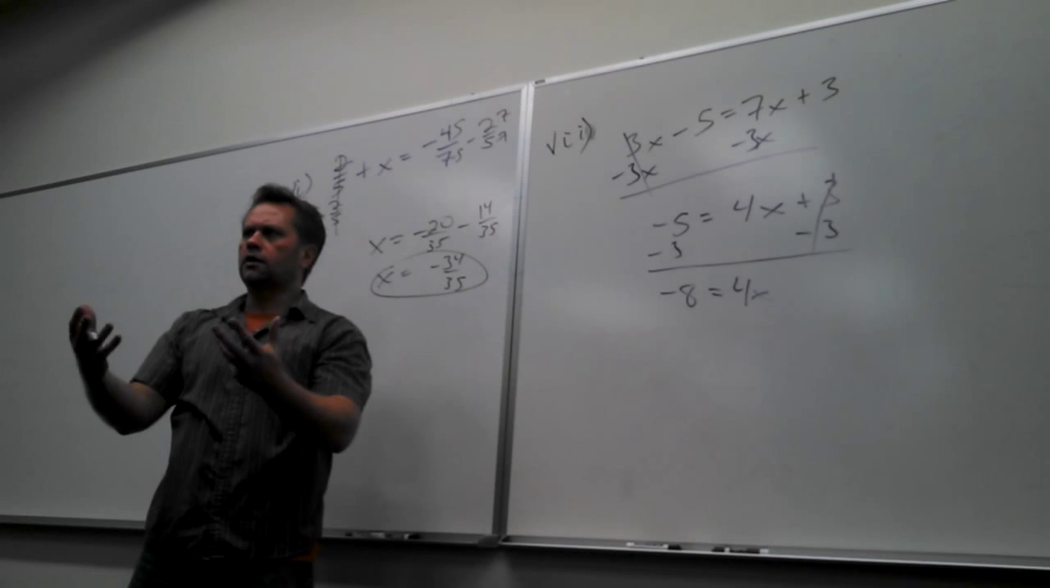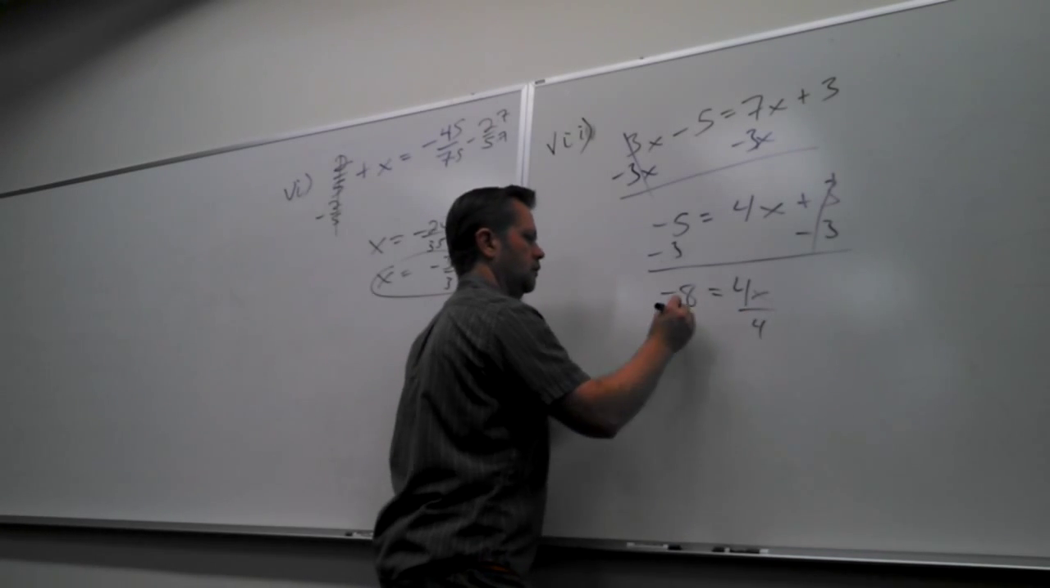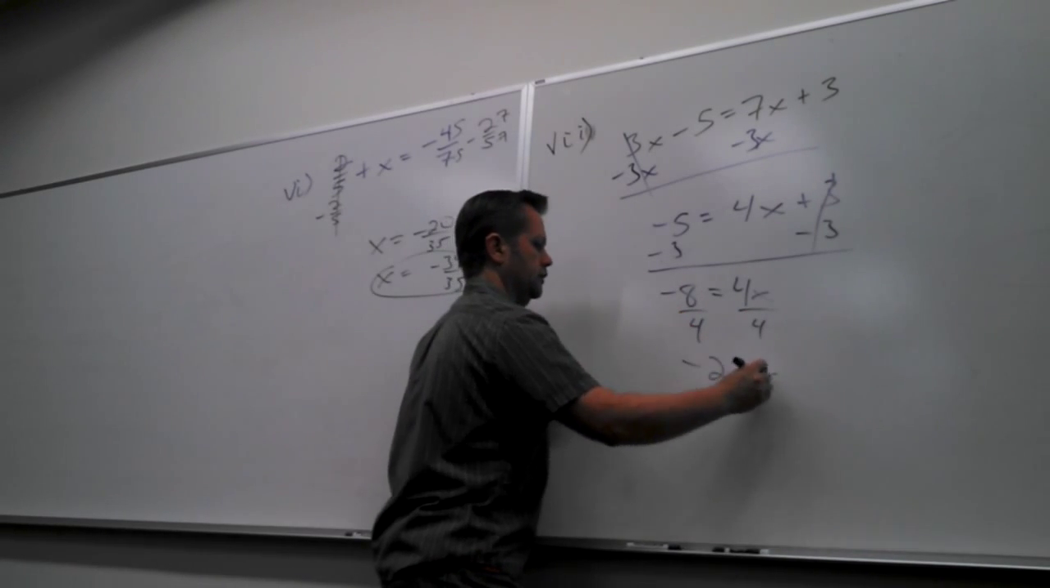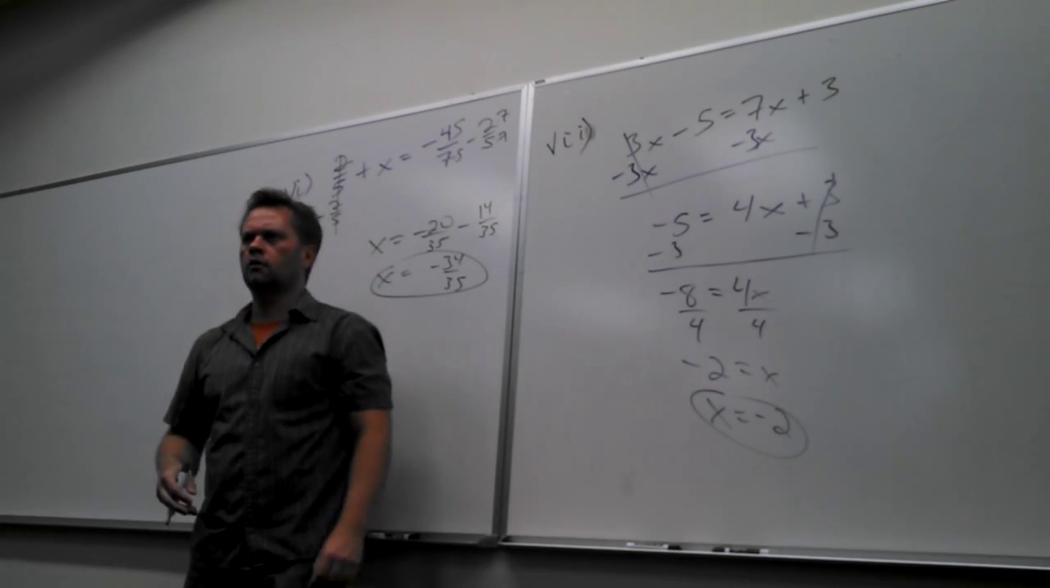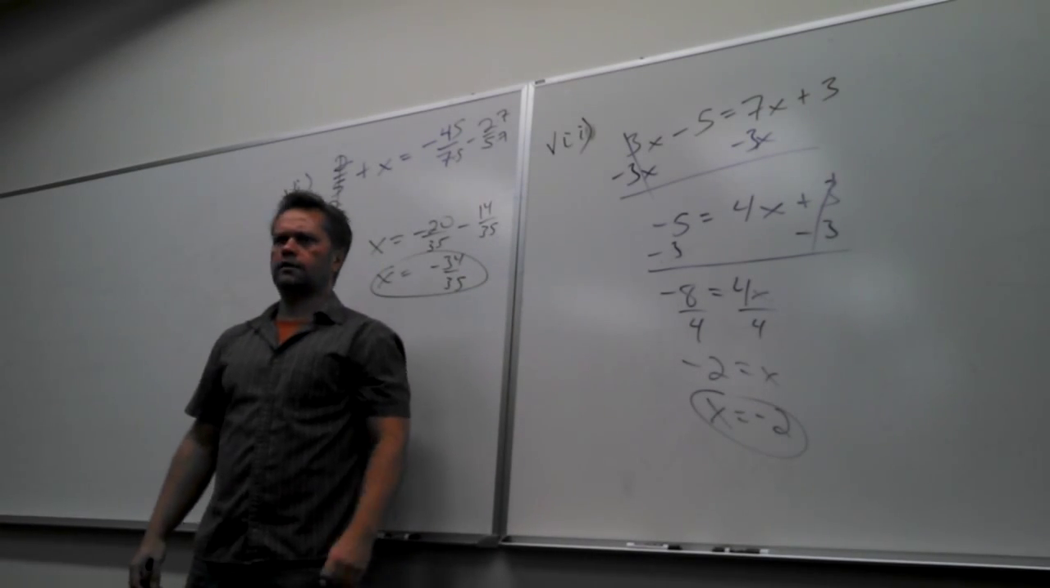And then divide by 4. So negative 2 equals x. Or if you like, you can turn that around: x equals negative 2.